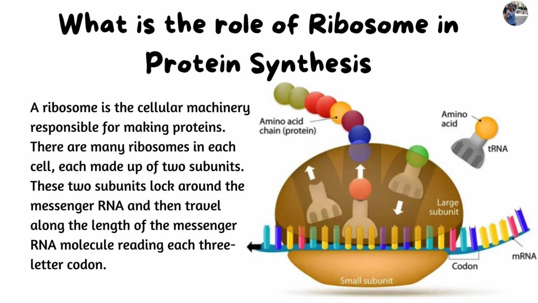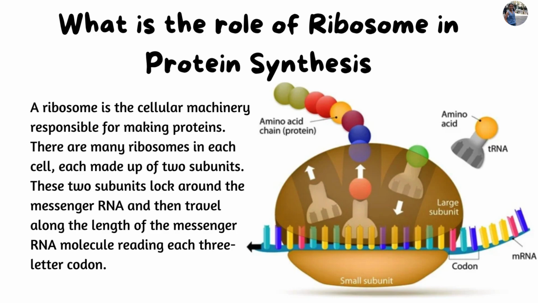The two subunits lock around the messenger RNA or mRNA, and it will then travel along the length of the messenger RNA molecule, which it reads one three-letter codon at a time. So, the ribosome serves as a docking station for the transfer RNA or tRNA that matches the sequence of bases of the messenger RNA.